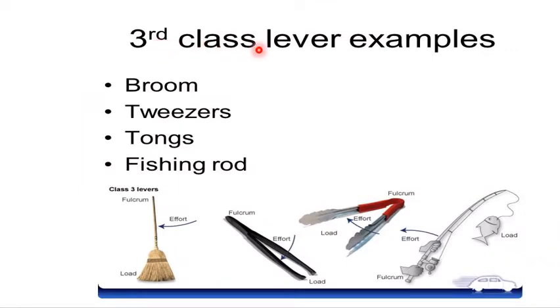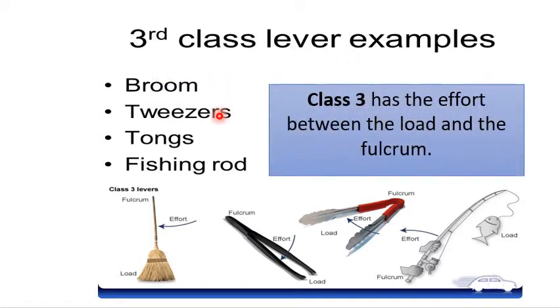In lever of class 3, here are some of the examples: broom, tweezers, tongs, fishing rod. While looking at this picture of tweezers, you can easily identify where the fulcrum, load, and effort are. Okay, so fulcrum and load are on different sides, while the effort is in the middle portion.